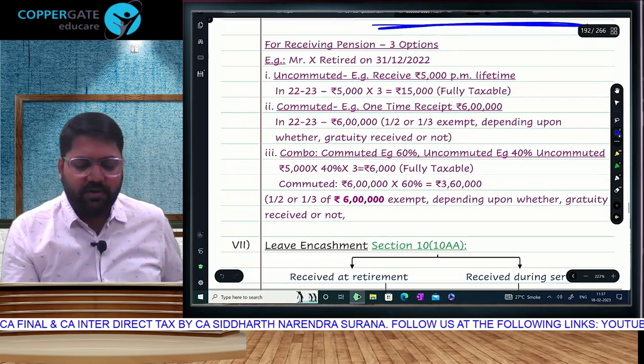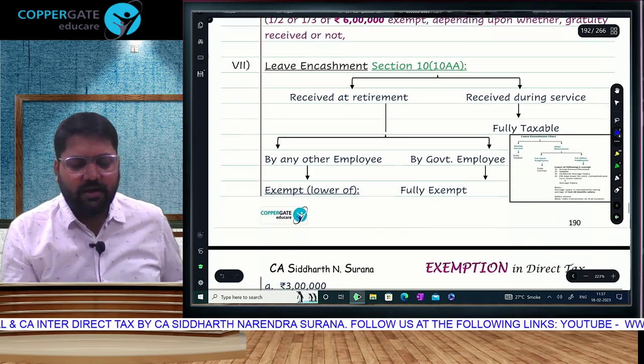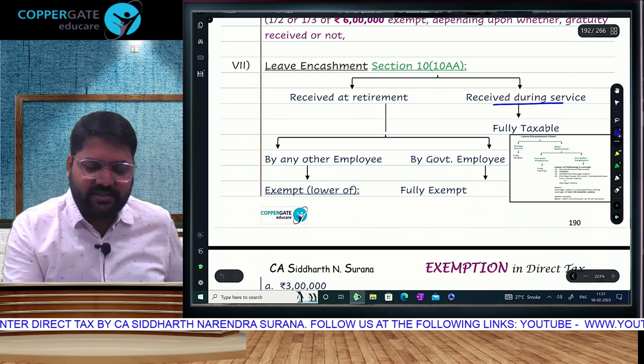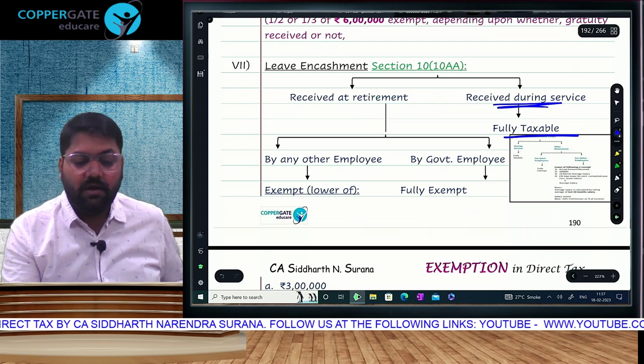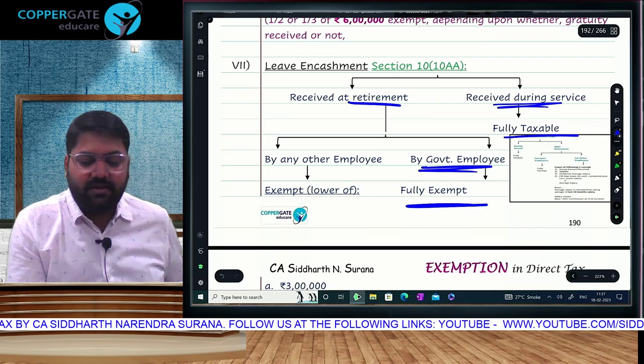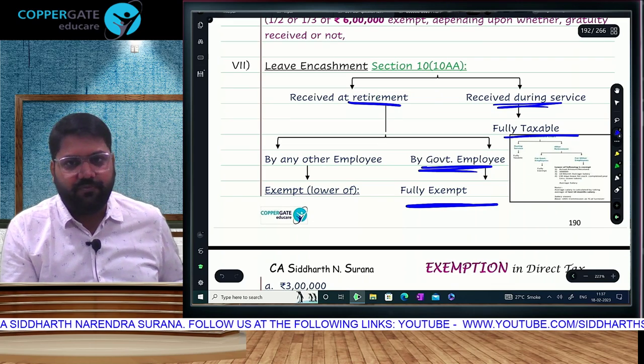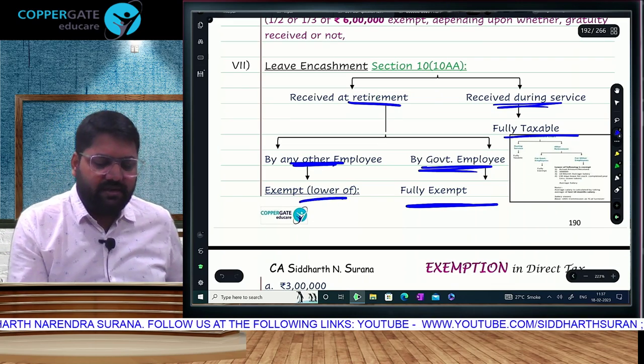And you can read through these examples for better understanding purposes. Next, leave encashment. Once again, during service it will be fully taxable. At retirement, for a government employee, it is fully exempt. For other employees, we take the lowest of the following.